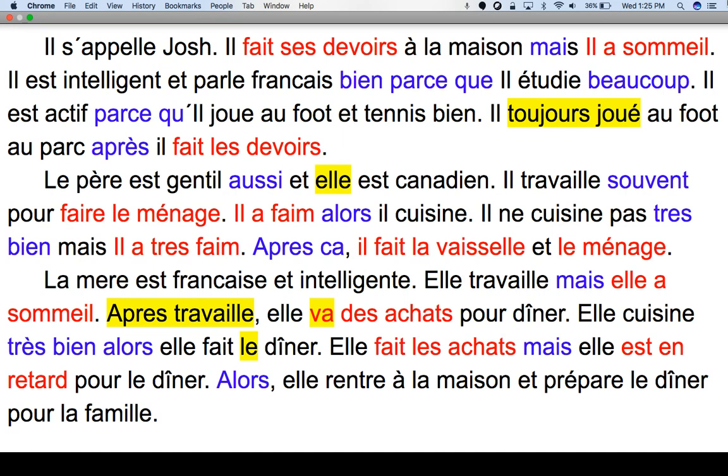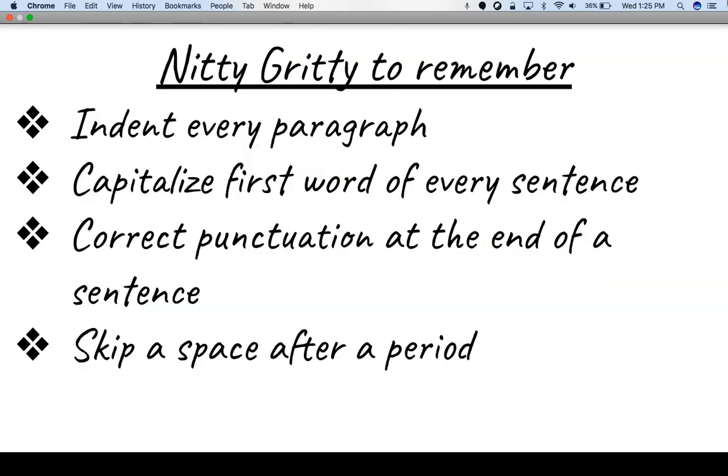The last thing you really need to be careful of are these things I call the nitty-gritty. These are things you should already know by now. You are at least a sophomore in high school if you're in this class. You need to know to indent every paragraph. You need to capitalize the first word of every sentence. I can't tell you how many people do not do that. Correct punctuation at the end of a sentence. A sentence cannot end in a comma. It must be a period, an exclamation point, a question mark. We can't just end it with a comma. You can't string all your sentences together with commas. You end up with one long sentence that makes no sense.